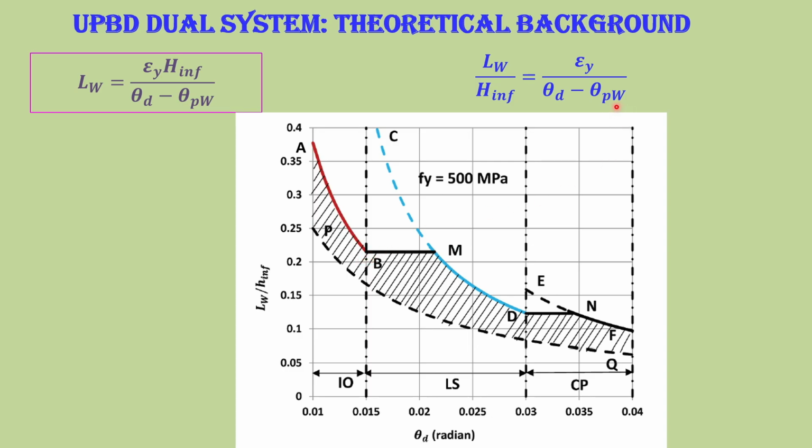Similarly, I put the plastic rotation corresponding to the LS level and plot it again, varying theta D. Theta D will now vary from 1.5% to 3%. So we get a line CD. Okay, so there is no problem in getting the line. Similarly, for the CP building, you can put CP plastic rotation here and get the line EF. Now some more understanding is required for this diagram.